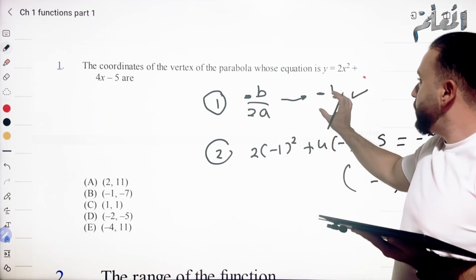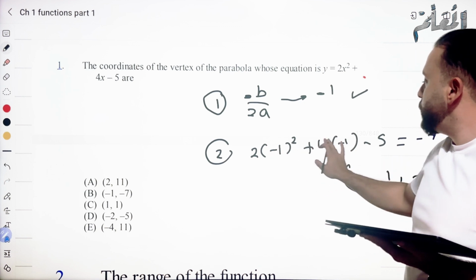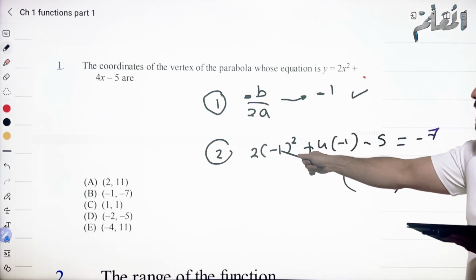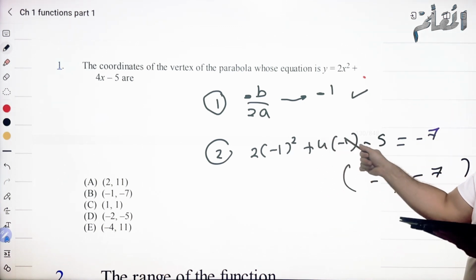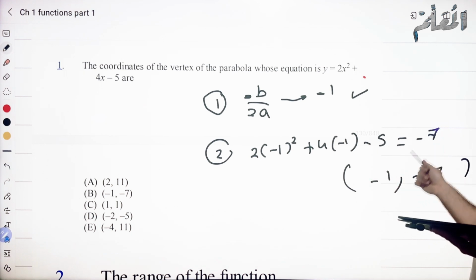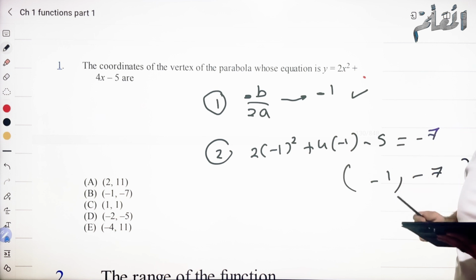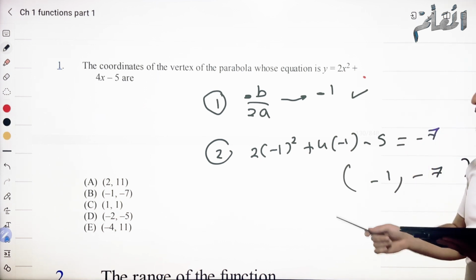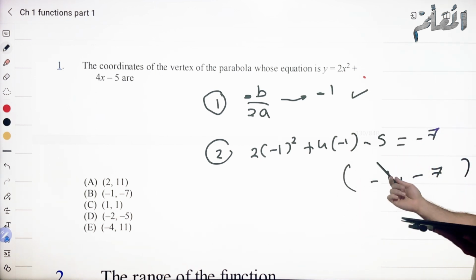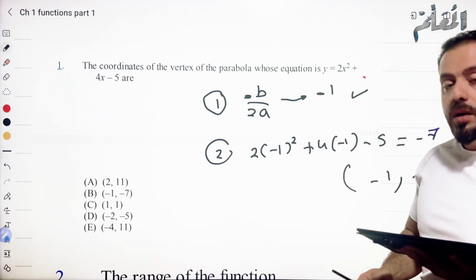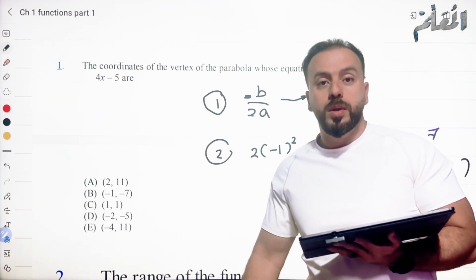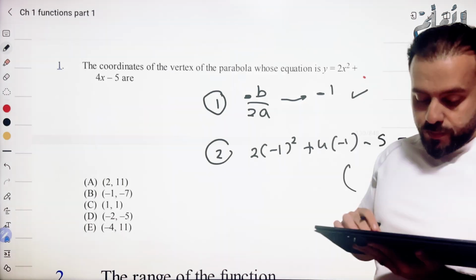So now taking -1 and plugging it in for x, we get 2 times (-1) squared plus 4 times -1 minus 5, which equals -7. So this is the manual way of finding the vertex. In the new calculator, you can find it easily, faster than this. So -1 and -7 become the vertex. This is question 1. See you in question 2.